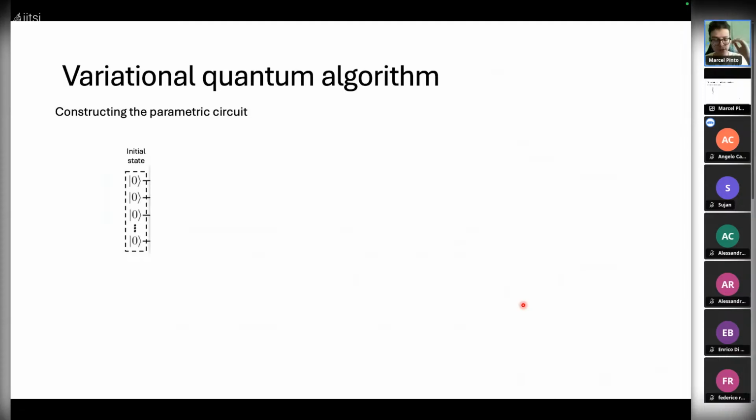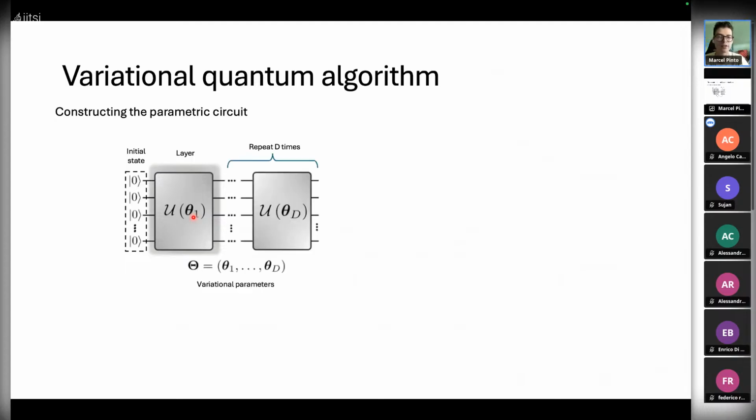Variational quantum algorithms lie in this big umbrella of quantum machine learning. They work more or less like this. You start with an initial state, and then you build a layer, and this layer is all the operations that you're going to perform on your qubits. This layer depends on a vector theta, which can be rotations, time evolutions, whatever. And then you repeat this layer d times.